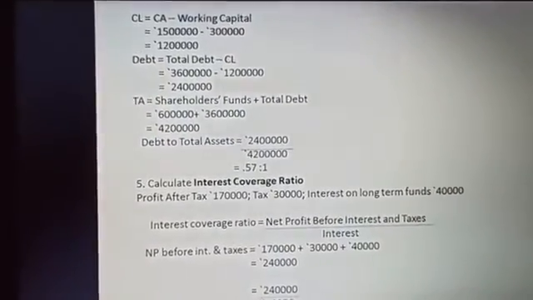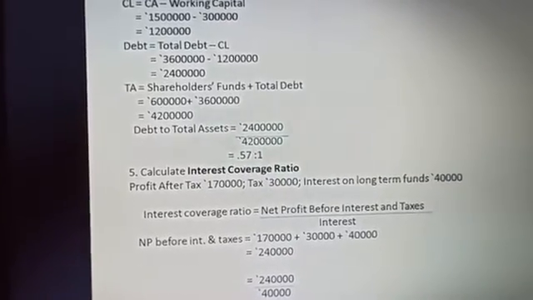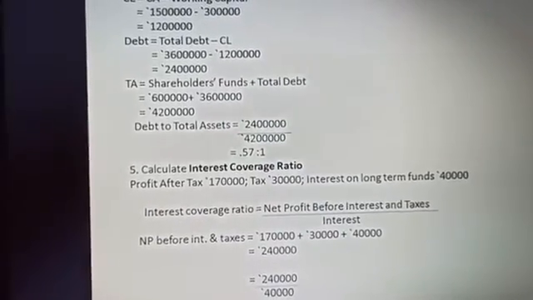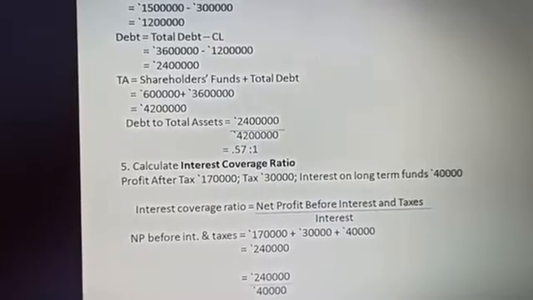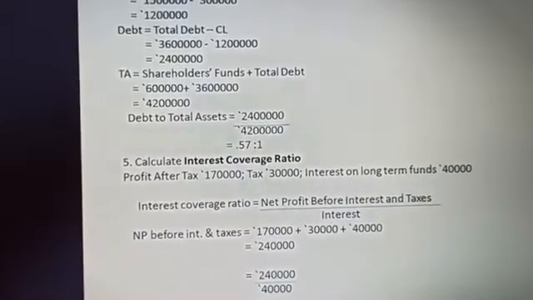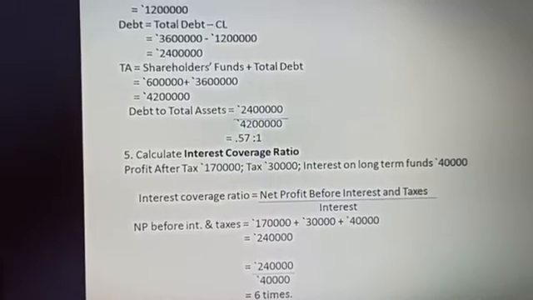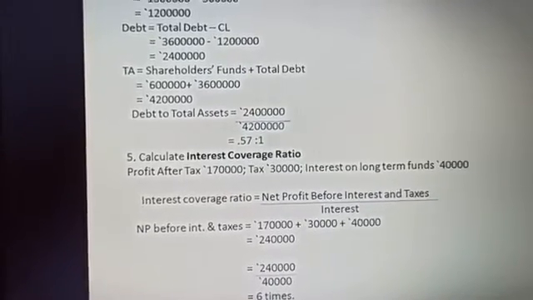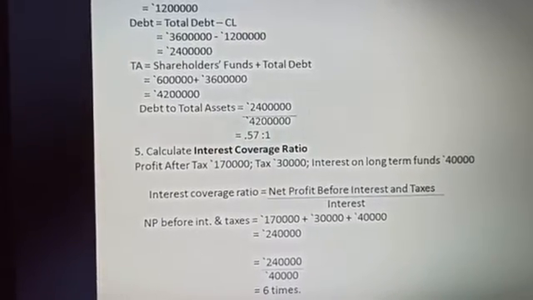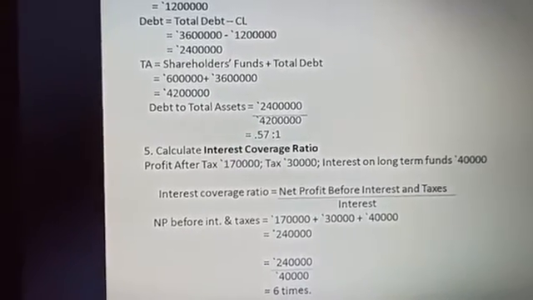Now the first thing, we need to calculate the current liability. Current liability equals current assets minus working capital, because working capital equals current assets minus current liability. So we have changed the sides. So 15 lakh minus 3 lakh, we get 12 lakh. Debt equals long-term debt. So we are given total debt; from total debt, if we deduct the current liability, we get the long-term debt. So total debt is 36 lakh minus current liability as calculated above, 12 lakh. We get 24 lakh as the long-term debt.